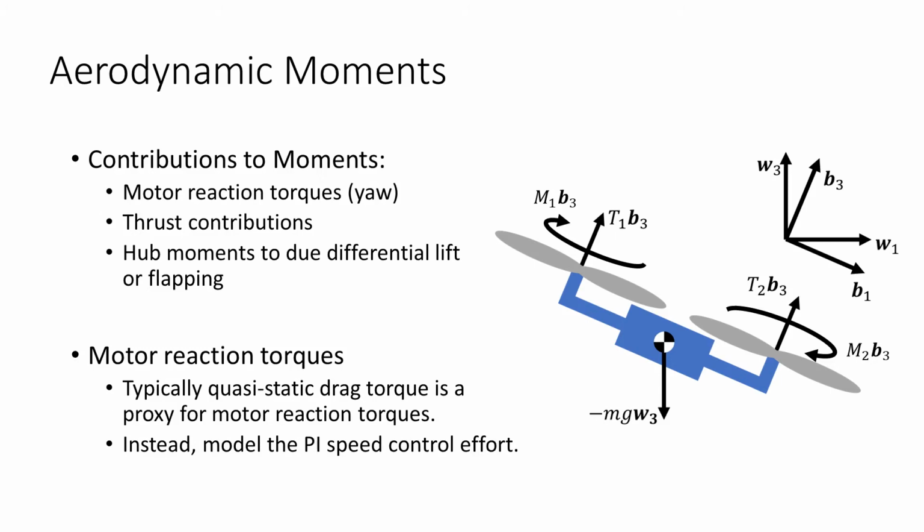The motor reaction torques are typically assumed to be quadratic in the rotor speed, but this is actually motivated by a quasi-static assumption that the motor reaction torques equal the aerodynamic rotor drag. In aggressive flight, we find that modeling the PI speed control effort yields a much more accurate and less delayed estimate of the true reaction torques, and as a result improves the quality of our Z moment of inertia estimate.